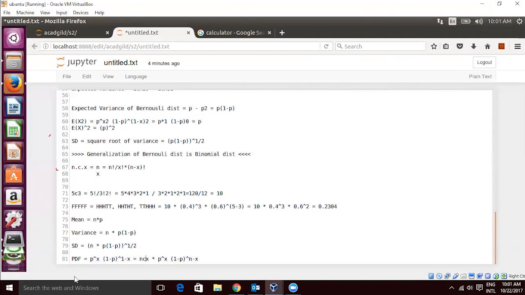Simple. So the probability density function of a binomial distribution is n choose x. So you know what n choose x is. The n choose x is n factorial divided by x factorial into n minus x factorial. You can substitute this into the Bernoulli distribution probability density function. Instead of 1, we put x because we do have n trials instead of 1 trial.